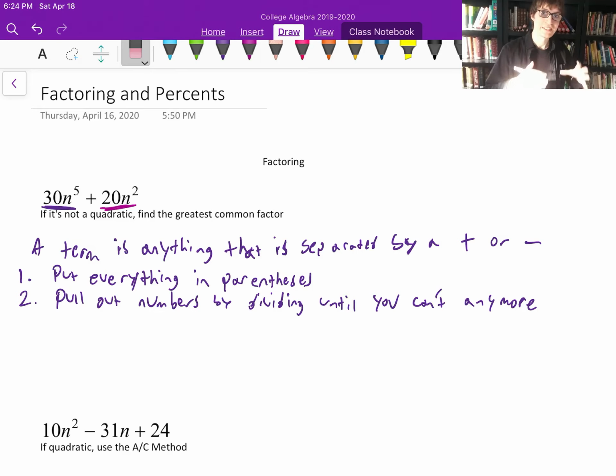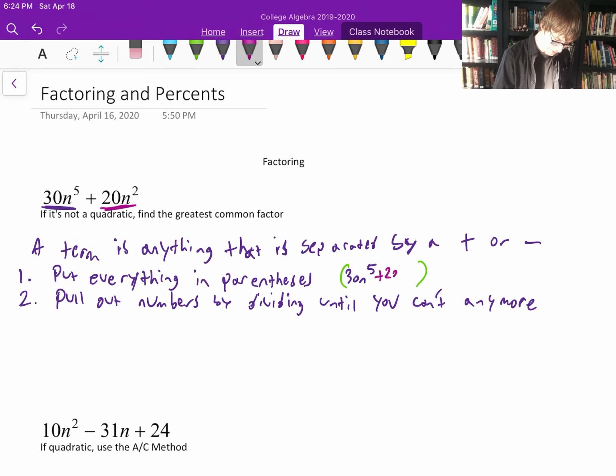The first step is to put everything in parentheses. So that's what we'll do. We'll lay up some parentheses, and we will put 30n to the fifth in one end, and on the other end we'll put 20n squared. That's the first step. That's all we're going to do. Easy peasy, just put some parentheses in.